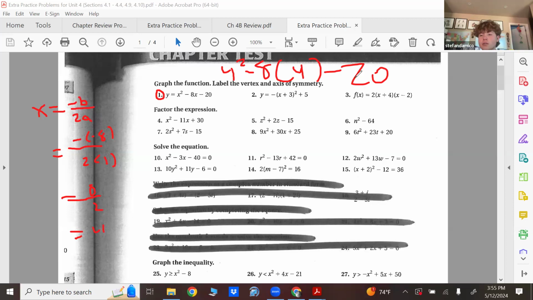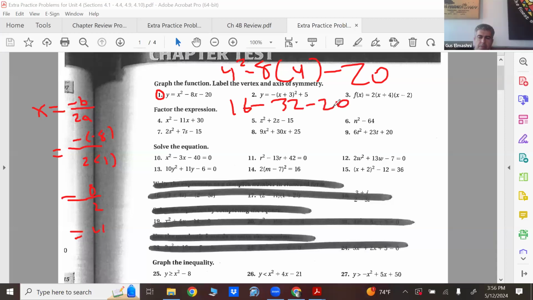It's 4. The answer's 4. No, hear me out. 16. So can I tell you how I did it? Let's do it step by step. 16 minus 32, 16 minus 20. 16 minus 20 is negative 4. I got negative 4 then. You have negative 16 minus 20, which is negative 36. Yeah. Okay.